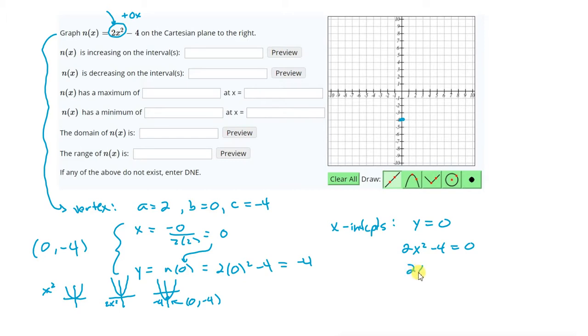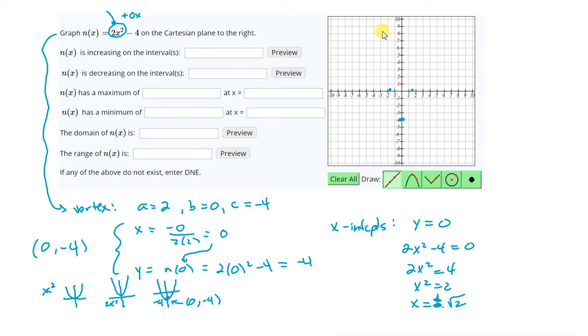Okay, so I'm going to have 2x squared equals 4. x squared equals 2, dividing both sides by 2. So x equals plus or minus root 2. All right, that should be plus minus. I can't really write it out at the bottom of the pen pad. So that's plus minus root 2. Root 2 is about 1.4. Okay, so about here and about here. So it's a fairly tall, skinny parabola.